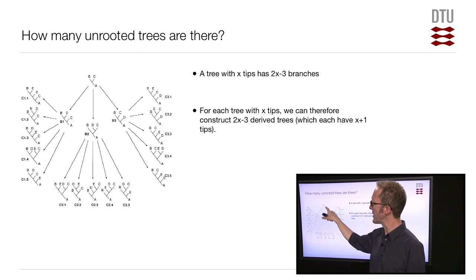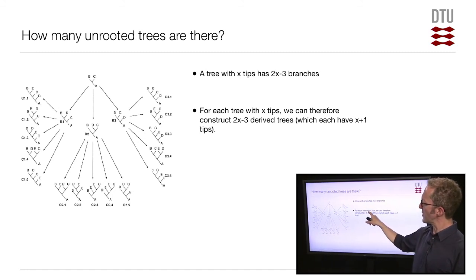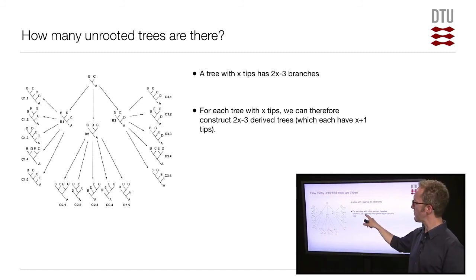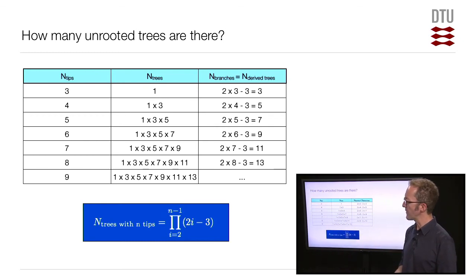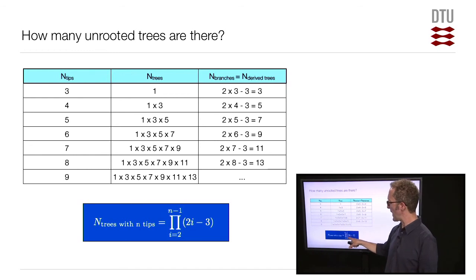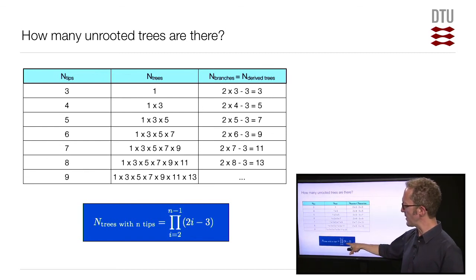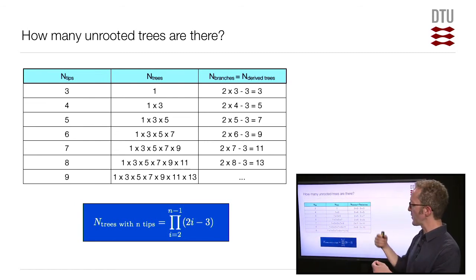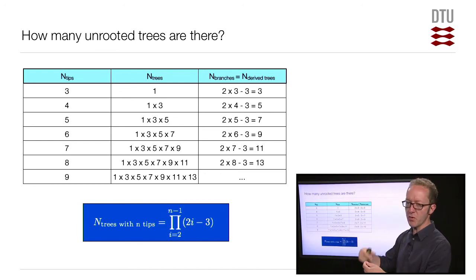The original tree here has 3 branches. For each of these 3 branches, we can add the 4th species. Since in general a tree with x tips has 2x minus 3 branches, it means that from a tree with x tips we can make 2x minus 3 derived trees, which each have 1 additional tip. And this actually forms the basis of the equation for telling us how many possible trees there are. We start out with i equals 2, then for each tree we can see there are 2i minus 3 branches on that tree, corresponding to 2i minus 3 derived trees. This will give us a tree with 1 more tip. This will then have 2i minus 3 derived trees. i increases by 1. This will then have 2i minus 3, and we have to multiply these numbers.